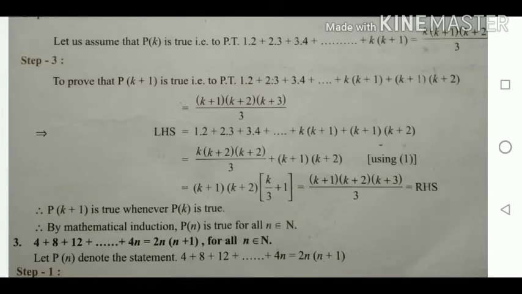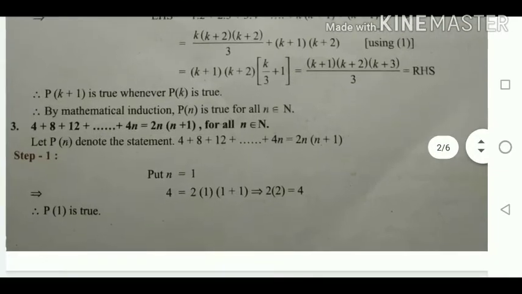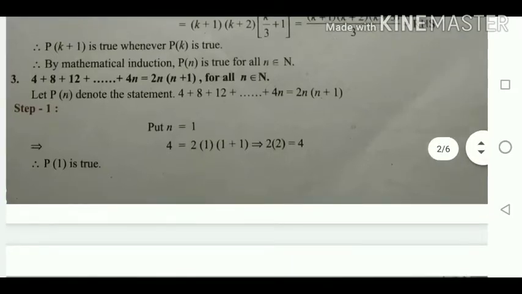Okay, so we finished these two sums. Both the sums use the same method. In all the sums we are following the same rule: first put n equal to 1, then put n equal to k, and then n equal to k+1.